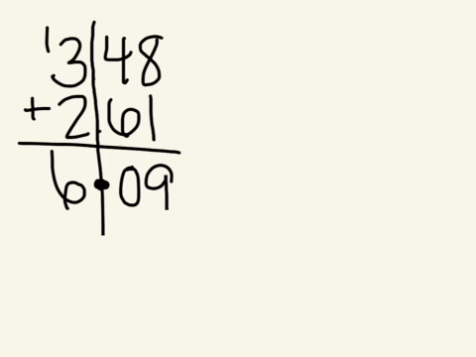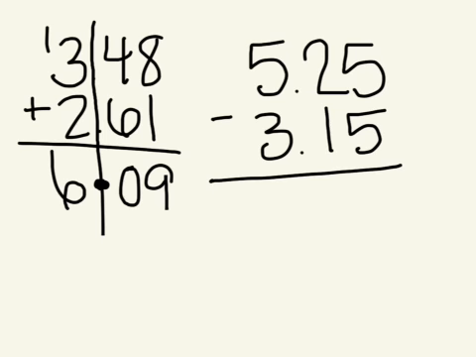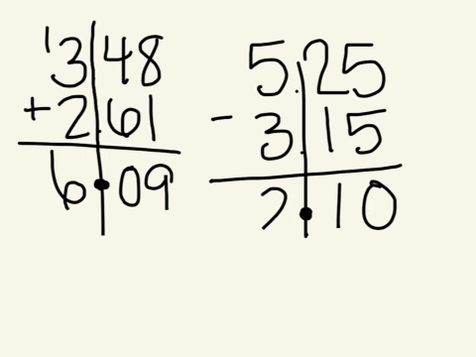Same with subtraction. If I have, let's say, 5.25 minus 3.15. Okay, I'm going to just line up my decimals. Make my decimal right there. 5 minus 5 is 0. 2 minus 1 is 1. And 5 minus 3 is 2. Okay? Adding, subtracting, very simple. Just make sure that you line up your decimals and you bring that down into your answer.